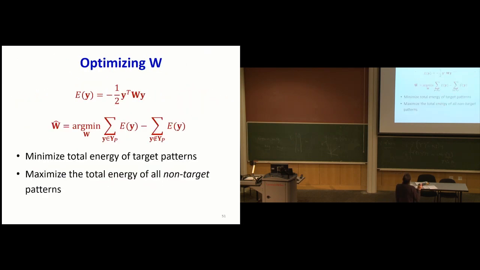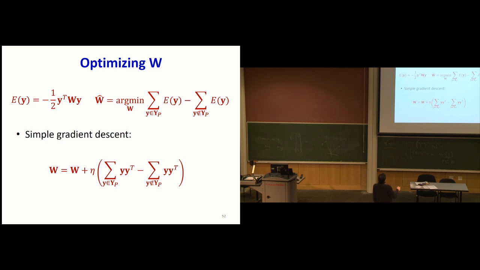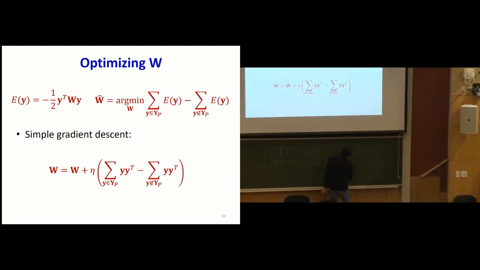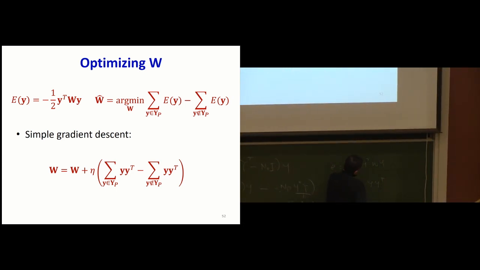Now let's just assume that this is our new objective function. So again, this is the objective function. This is the total energy of the target patterns. This is the total energy of the non-target patterns. I'm trying to minimize this, so I can use gradient descent. I start off with some weights, and this is just the standard gradient descent rule, right? And these terms are the derivatives of the energy terms. Now we know that if I have half of y transpose W y, then the gradient of y transpose W y is simply y y transpose. You've done this in your homeworks. You know this.